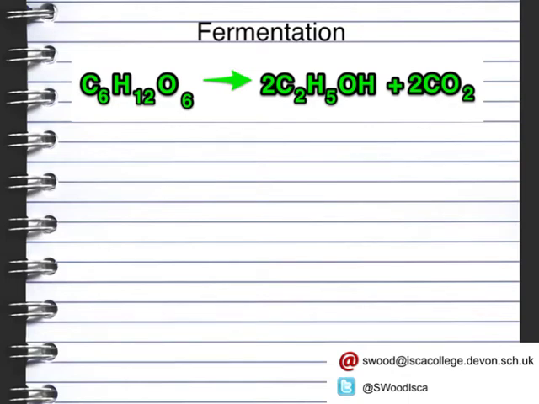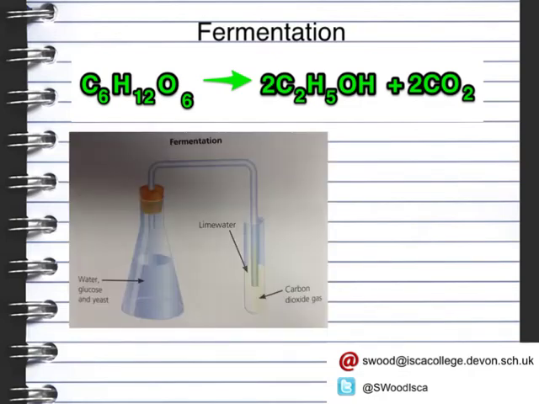Fermentation takes a couple of days to actually carry out, and it needs to be kept at a temperature between 25 and 50 degrees. The apparatus used for this is shown here. Here you have the water, glucose and yeast solution. That will be left for a couple of days at its optimum temperature. The enzymes in the yeast carry out the reaction to form ethanol from the glucose.